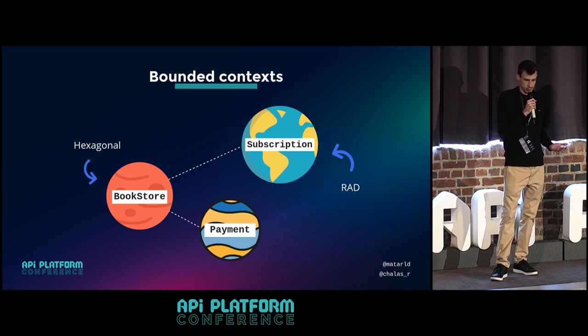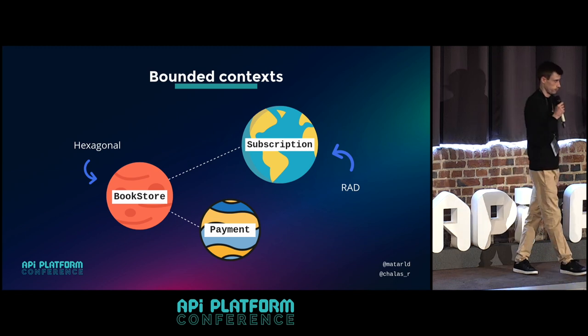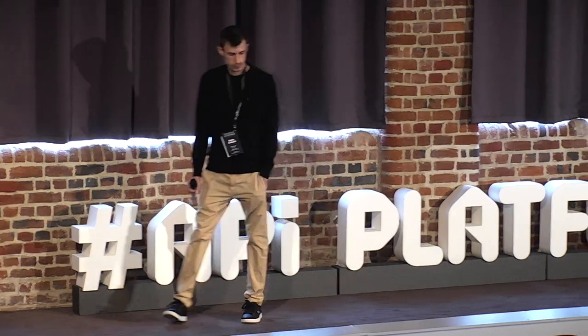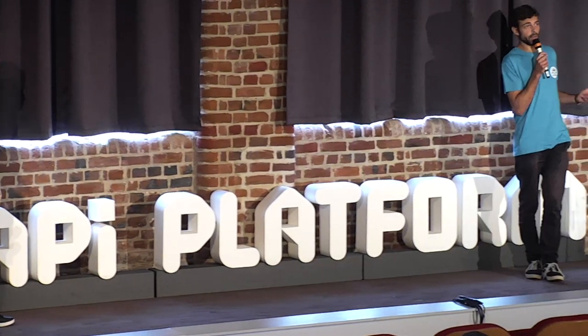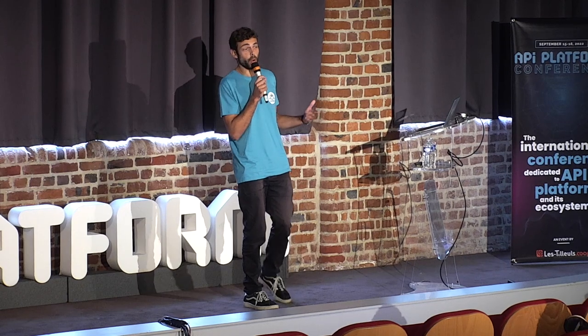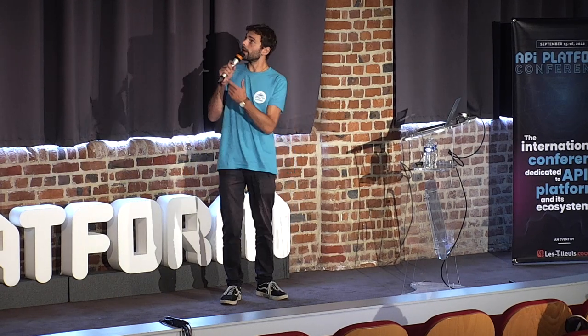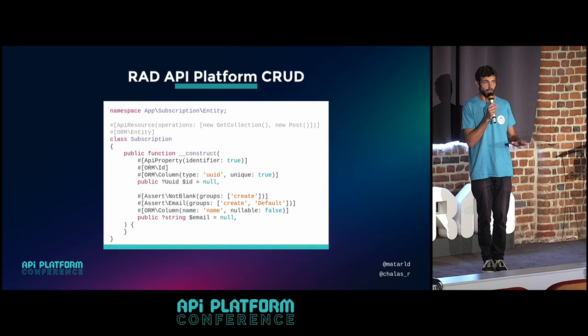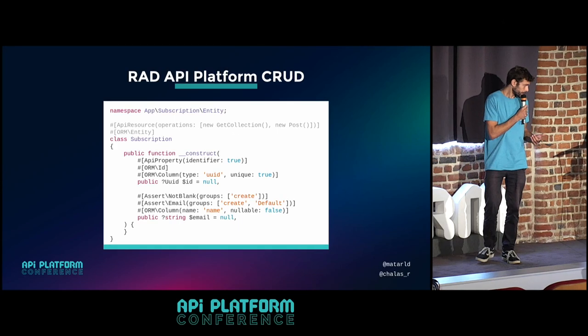For this bounded context, we are going to just use the default API Platform way, the RID way. Yes, indeed. No need for hexagonal there. So in that bounded context, indeed, we decided to use the RID approach. And then, of course, creating a CRUD is as easy as it has always been. You just have to add an API resource PHP attribute on top of the Doctrine entity. And done. This works perfectly.